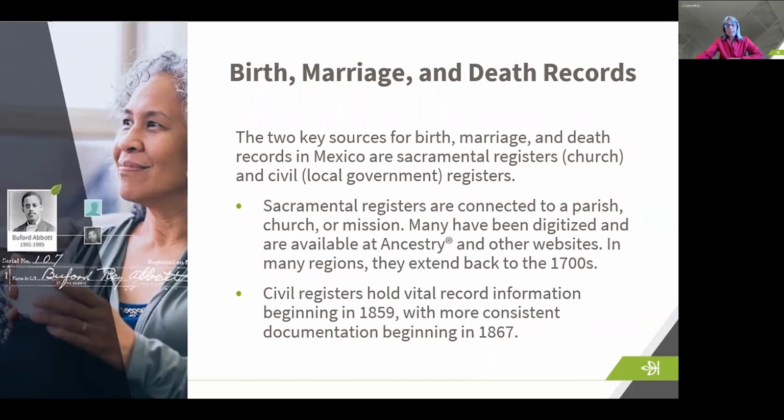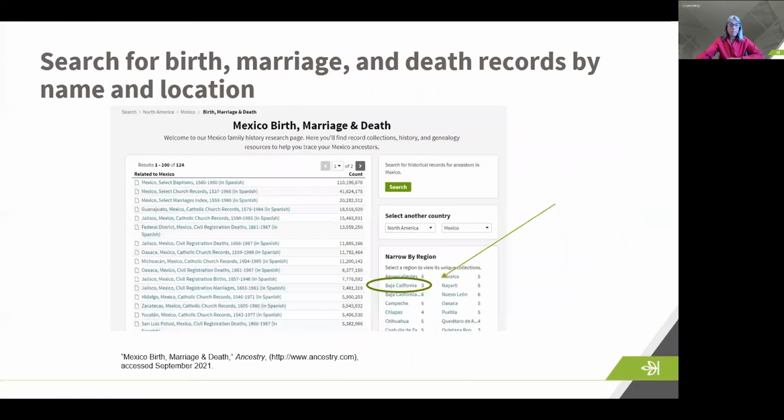Both civil registers and sacramental or church registers contain many details which help build out a family tree. You may find your ancestors in one or the other, or in both. Restricting a search to Mexico can be helpful in producing results just for that location. Here we filtered a general search for records in Mexico to birth, marriage, and death records.